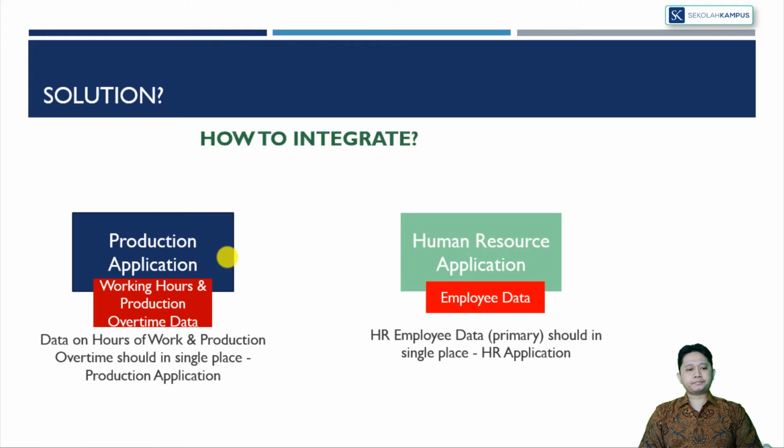Also for the working hours, the HR application needs the data, so it asks the production application, and the production application gives the information about working hours. The main information, the update information, comes from here. The primary information comes from here. The human resource application is only read only, so it gets the latest information and the latest data.